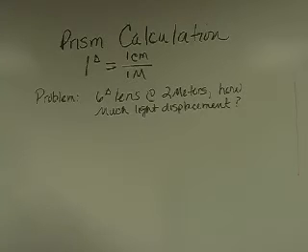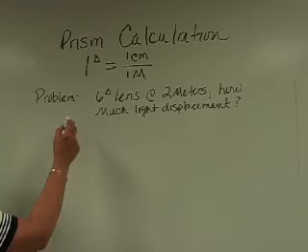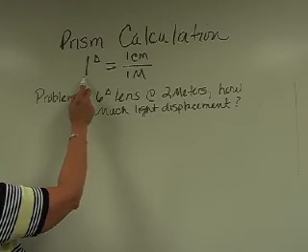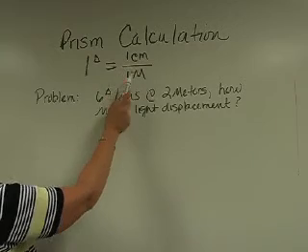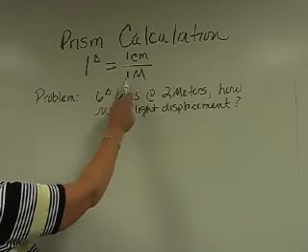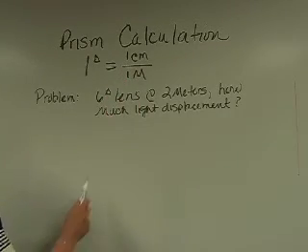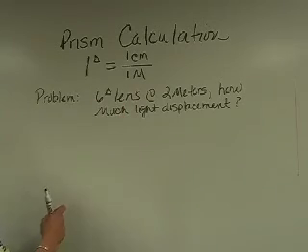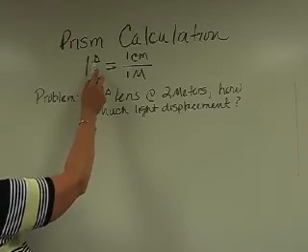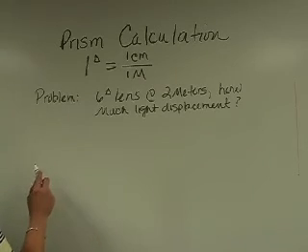This is Basic Optical Concepts, Unit 2, Prism Calculation Example. Prism in your textbook is defined as a 1 prism diopter lens will deviate light 1 centimeter over a distance of 1 meter. And if you look in your textbook, you'll have a picture that defines this definition of a prism diopter. A prism is a lens that displaces light, it doesn't focus light.